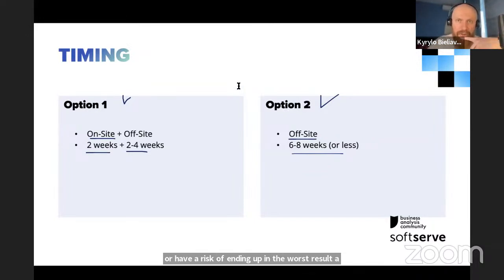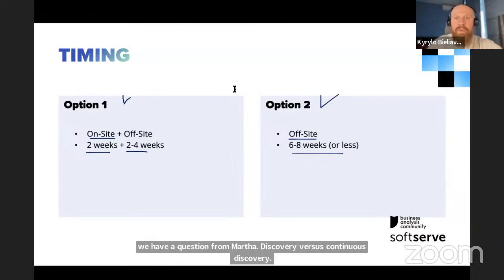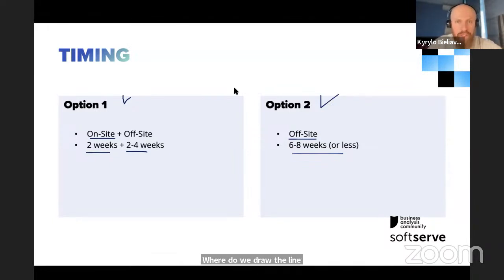Okay, so let's check out the Q&A box. So we have a question from Marta. Discovery versus continuous discovery. Where do we draw the line between what is in the minimum good enough knowledge to kick off dev and what can be easily discovered and planned just in time? Are customers fond of the whole continuous discovery approach?